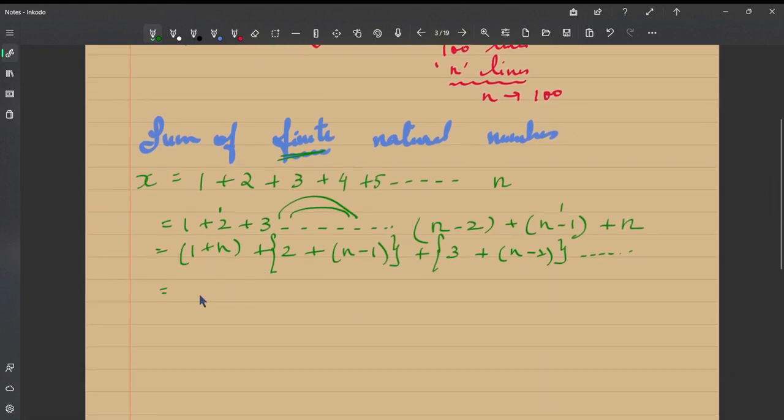The first term is of course 1 plus n. Second term 2 plus n minus 1. 2 minus 1 is also plus 1. So one more 1 plus n. Let me write it as n plus 1. Addition is commutative. 1 plus n and n plus 1 are the same. And 3 plus n minus 2 also gives us n plus 1 as 3 minus 2 is 1, and so on. So how many n plus 1's are we going to have?